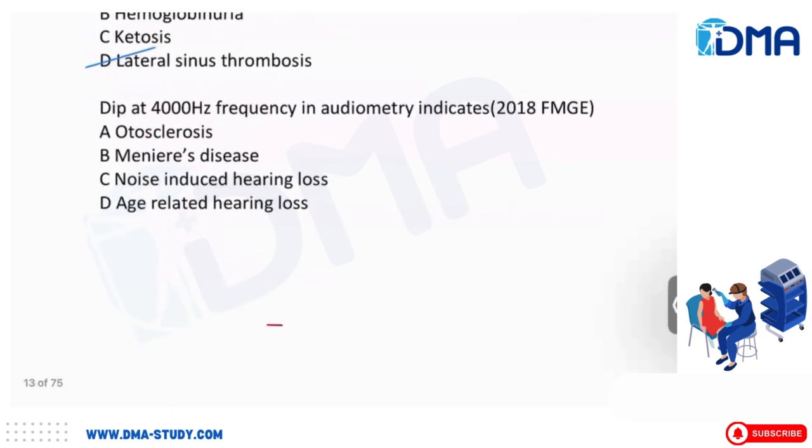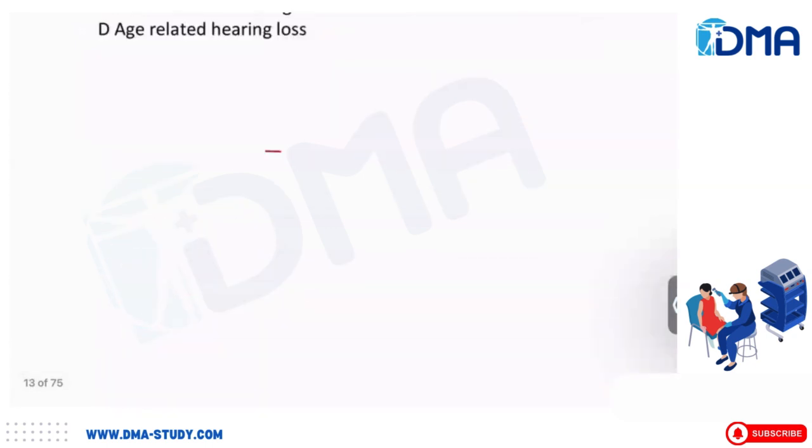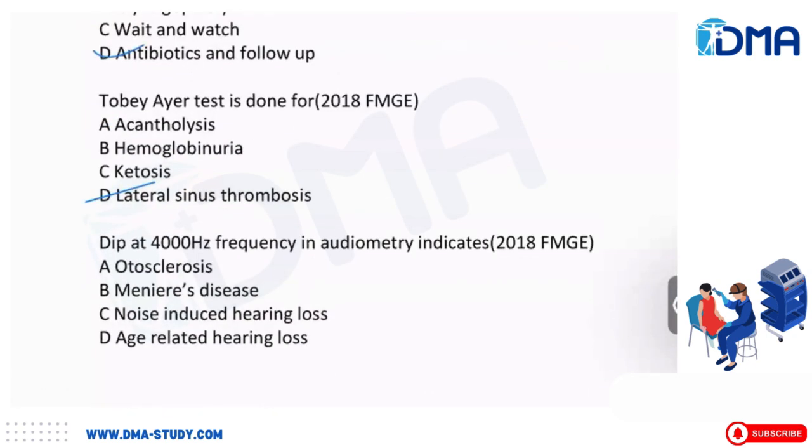A dip at 4000 hertz frequency in audiometry indicates this. The answer for this question is noise induced hearing loss. A 4000 hertz dip is noise induced hearing loss. All right.